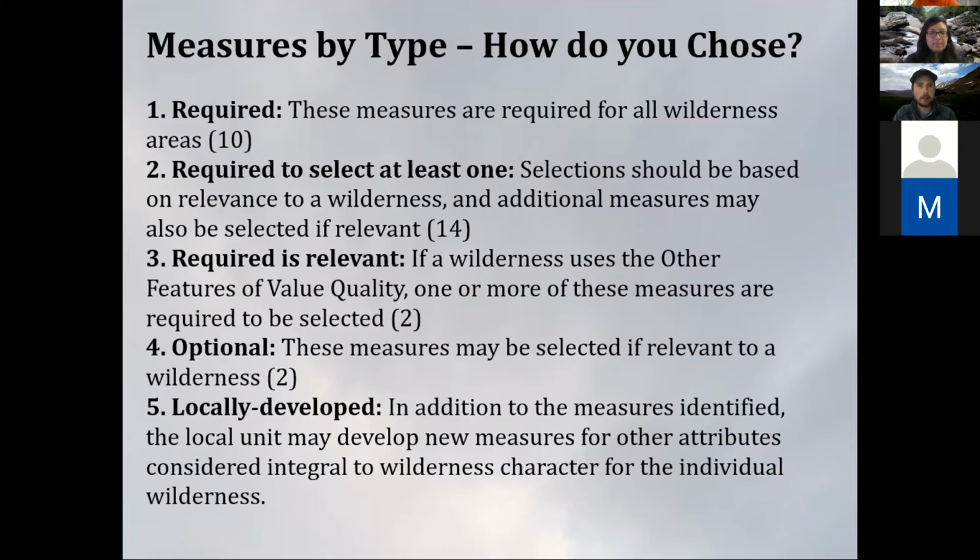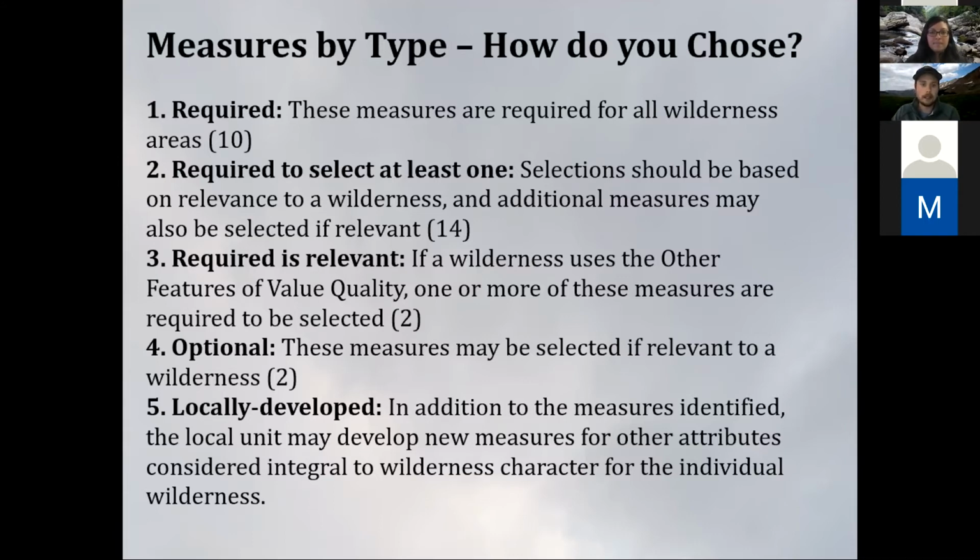So third, required if relevant. The 2 measures under the other features of value quality fall under this category. You select them if they're relevant, you don't if they aren't. And then optional, these are similar to required if relevant. These measures are only relevant to some wilderness areas. They're both under the undeveloped quality, and you may choose them if you have data related to those measures.